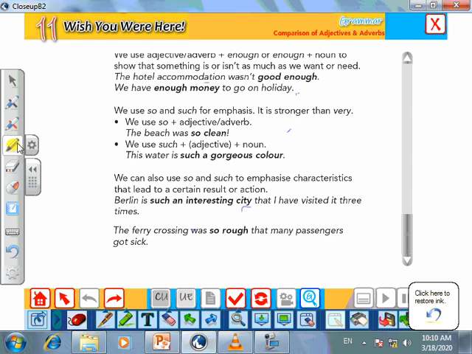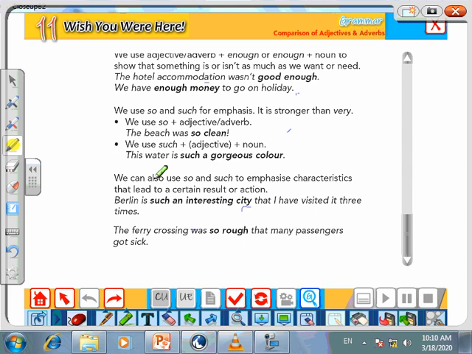And the last thing, as I told you about so and such, we can use them to emphasize characteristics that lead to a certain result. Okay, I can use such and so, but after them I can use the word that. That means to the extent that, okay? Berlin is such an interesting city that I have visited it 3 times. So this is another structure. I can use the word that after so and such. The ferry crossing was so rough that many passengers got sick. Okay?